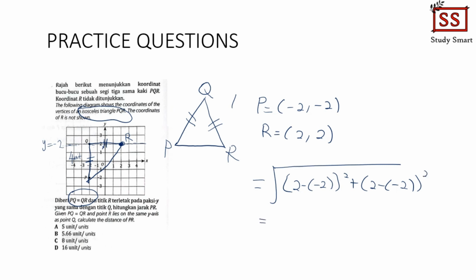When you solve this, 2 minus -2 is 4. 4 squared is 16, so 16 plus 16 is the square root of 32. The square root of 32 is equal to 5.66 units. So your answer will be B.